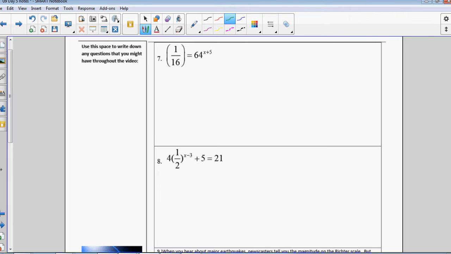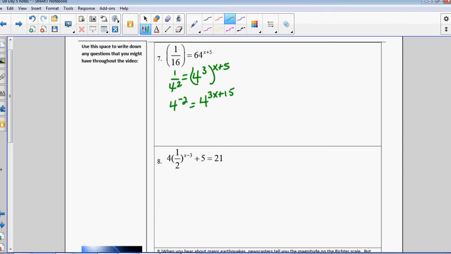So on the left side, I'm going to start by writing 1/16 as 1 over 4 squared. And then on the right side, I'm going to rewrite 64 as 4 to the third, and that is being raised to the power x plus 5. So then on the left side, I can rewrite again as 4 to the negative 2 power. And then on the right side, I'm going to have 4 to the 3x plus 15, because the rule is power to a power, you multiply exponents.